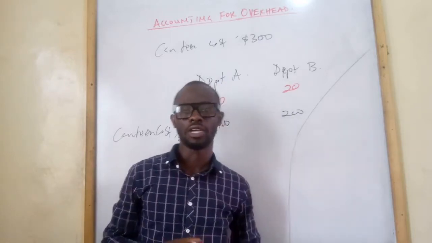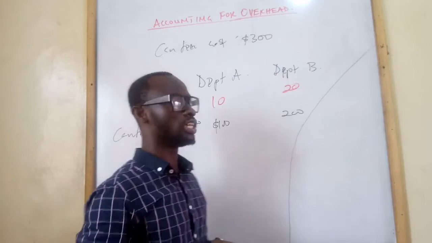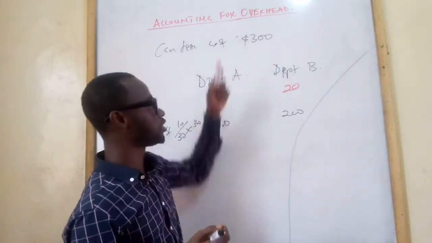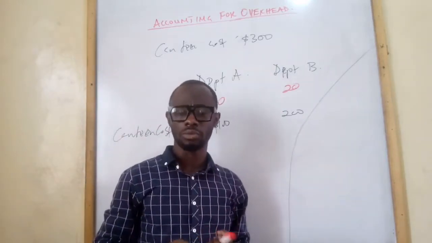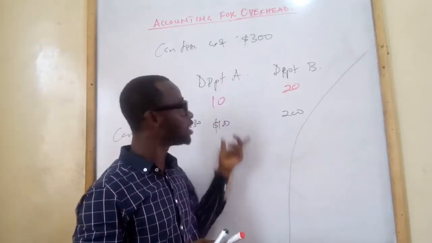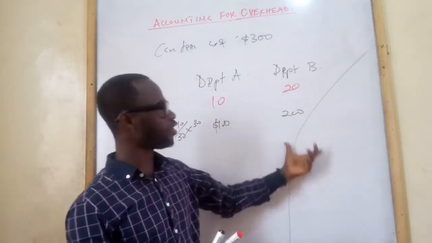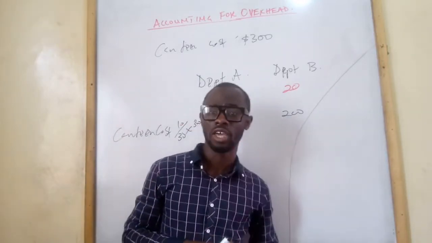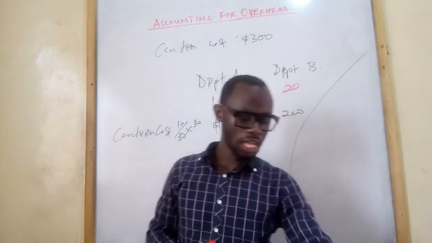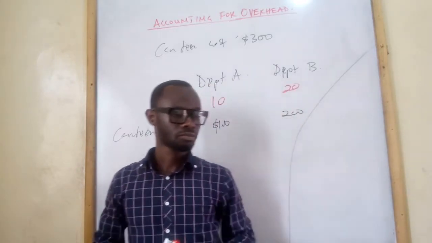Also, if it is about electricity bill, the whole electricity bill for the organization is, let's say, $300. How are we going to share the electricity bill? We will share it based on the number of lights that are being used in Department A and Department B, or the kind of machines that are used by each of the departments. These are what we refer to as apportionment of overheads.